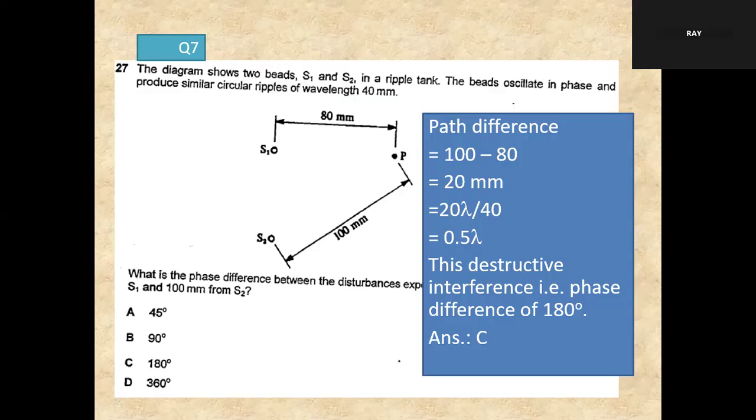The formula is d lambda over. This one we want to compare with the wavelength, so we times wavelength divided by wavelength. Say 0.5 lambda, or half lambda. From here you can see 20 millimeter compared with this one is half lambda. So if it's 0 or 1, if it's 1, then it's constructive interference.